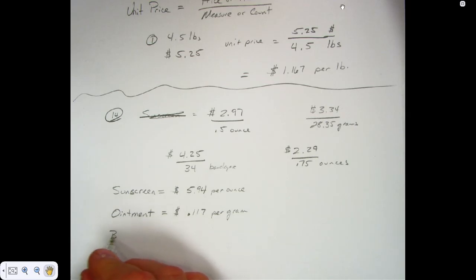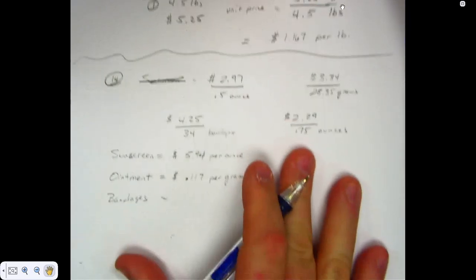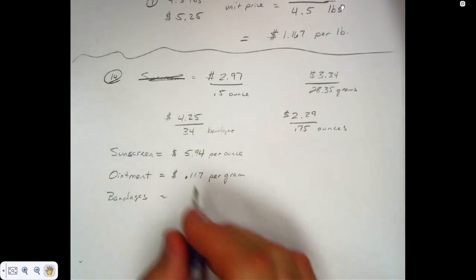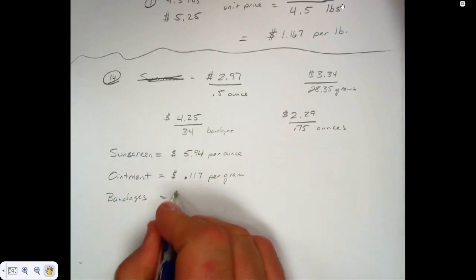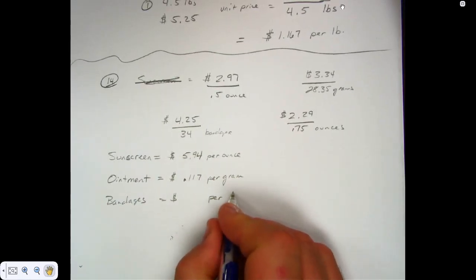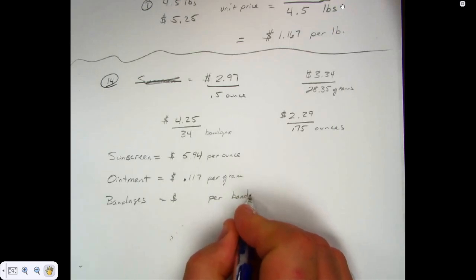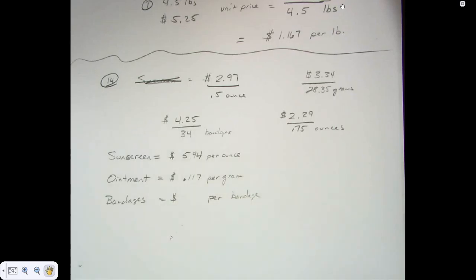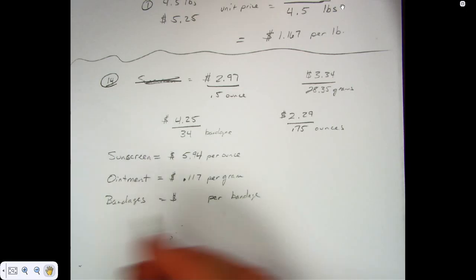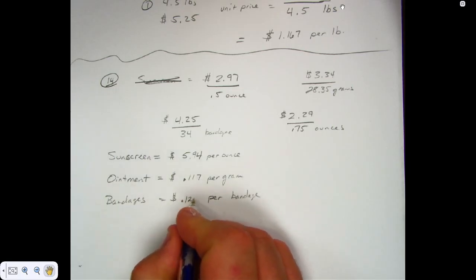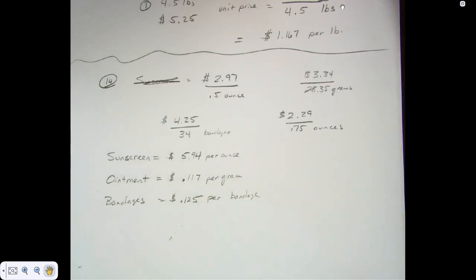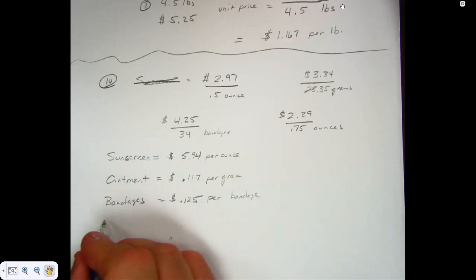And then the bandages, they equaled $4.25. So this is going to be dollars per bandage, right? What do we get there? 0.125. So about 12.5 cents, right? Then the last one was lip balm.